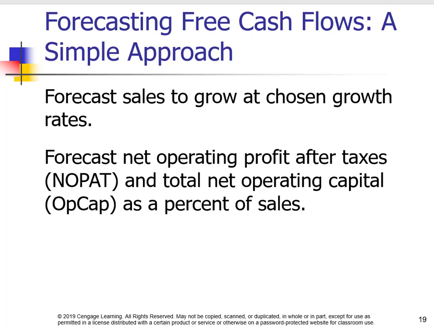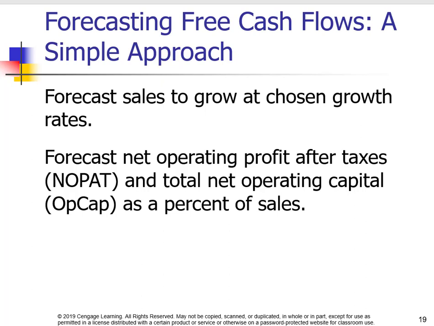In this video, we're going to focus on forecasting free cash flows. How do we get those numbers for the free cash flow model? So again, we are going to assume that they're going to grow at a chosen kind of growth rate, and we want to try to predict what we think that growth rate might be.